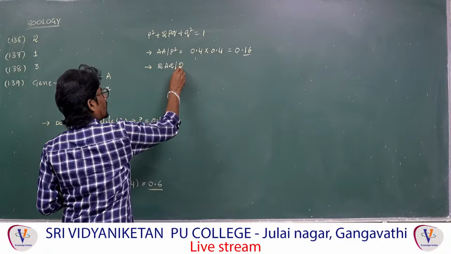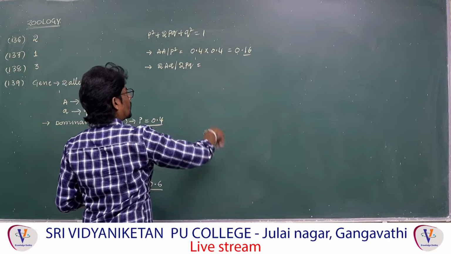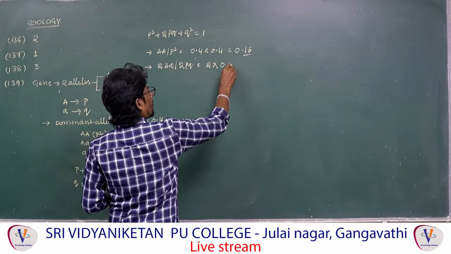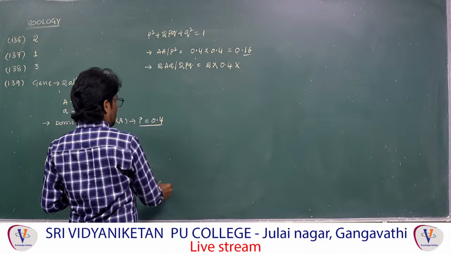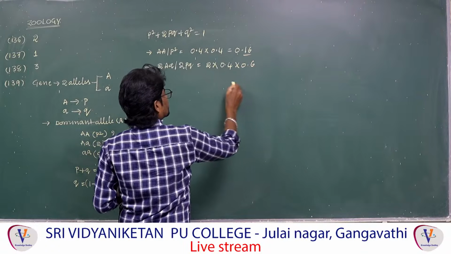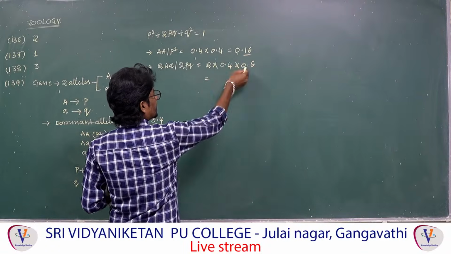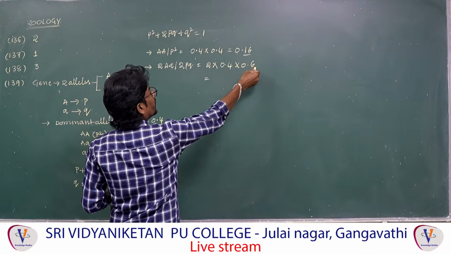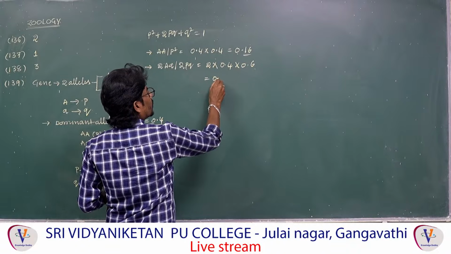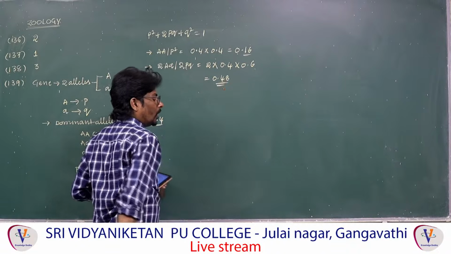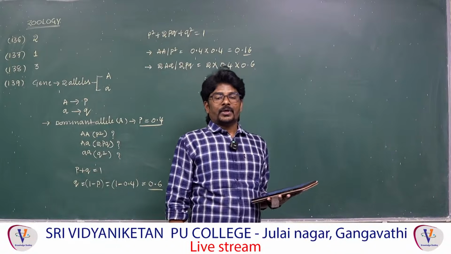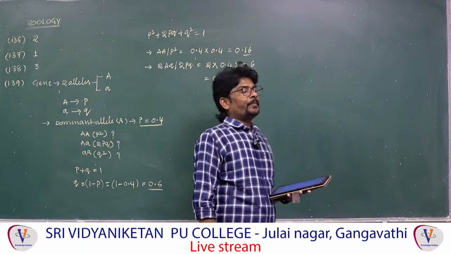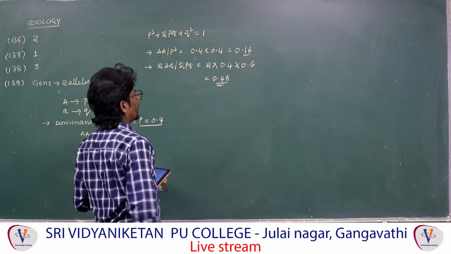Then step number 2, the heterozygous genotype, 2pq, is equal to 2 into the P value, 0.4, into the Q value, 0.6. That is 4 into 6 is 24, and 24 into 2 is 48, so 0.48. So the heterozygous frequency is 0.48.